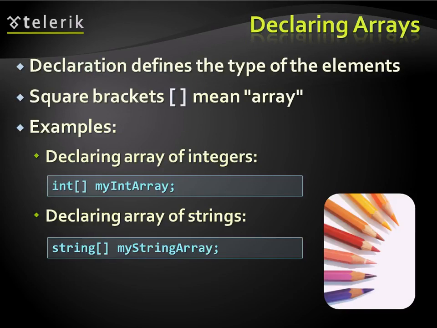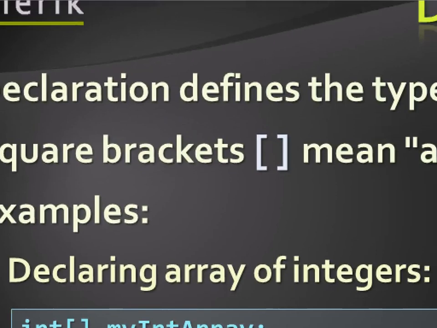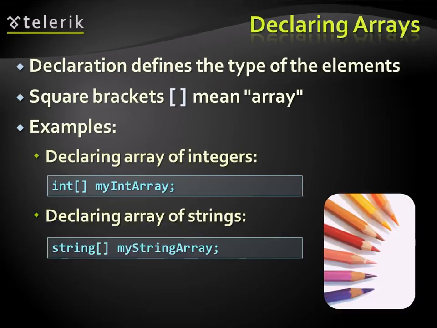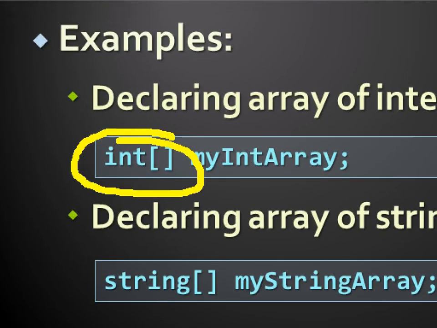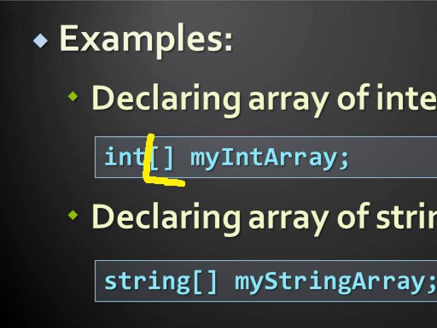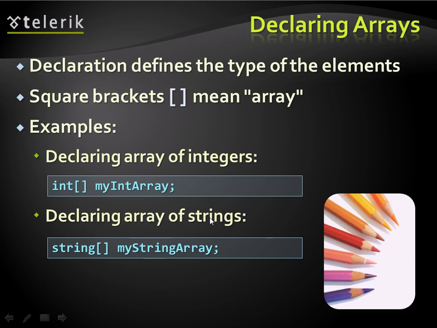We'll start with declaring arrays. Declaring arrays is the act of making a variable which holds an array, a numbered sequence of elements of some type. You use the square brackets operator to declare arrays, and we have a few examples here. For example, if we want to declare an array of integers, we use int brackets and we give a name to this variable. So myIntArray is an array of integers. Note that this declaration does not allocate any elements, and after declaring it, the array has a value of null. It has no value.